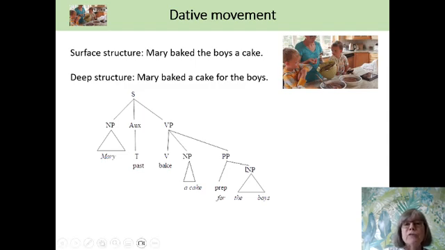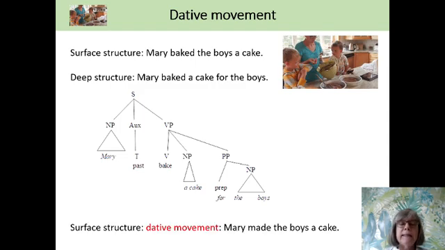It would have a prepositional phrase in it because that's actually the deep structure meaning of this sentence. And then it's simple to get to the surface structure. We can move this noun phrase out of the prepositional phrase and put it before the noun phrase dominated by VP. So Mary made the boys a cake. Okay, so that's again a simple transformation that shows a relationship between those two constructions.